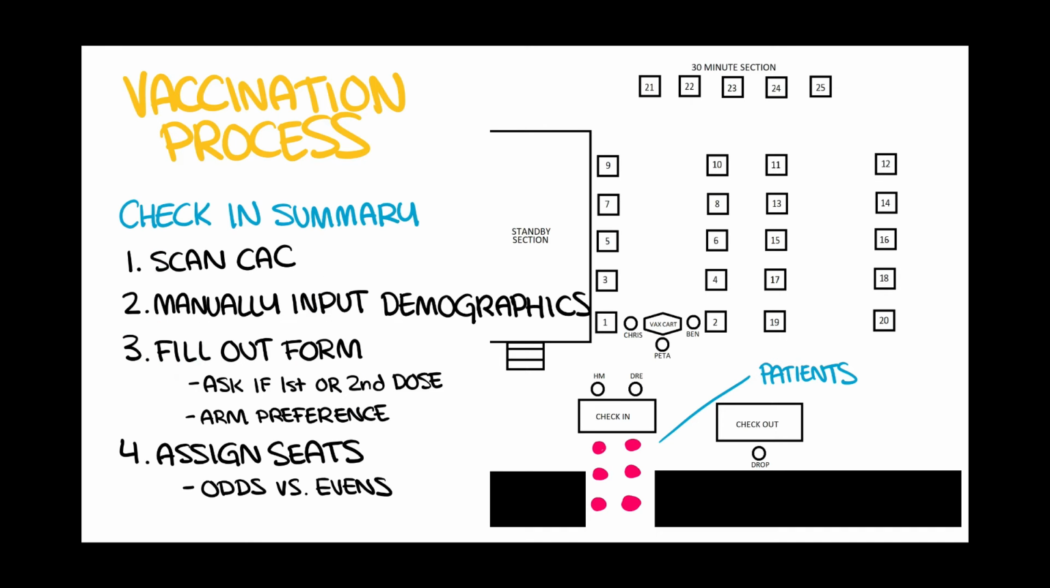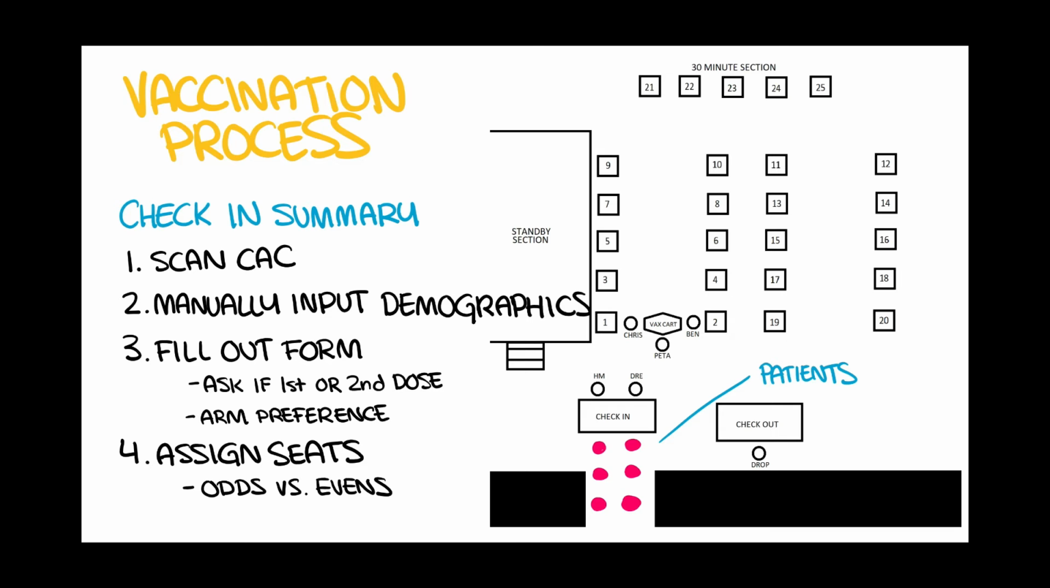Patients are checked in. So basically a summary of what the check-in is: we scan their CAC, which automatically puts the barcode into the Excel sheet, which is what's going to help us put their information into ASIMS. We manually input demographics, and this is just a redundancy, in case they don't have an ASIMS account, we're able to find them in Alta or some other service so that we can actually put their vaccination records in.